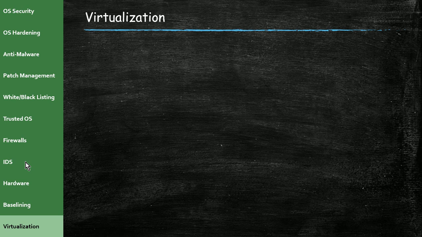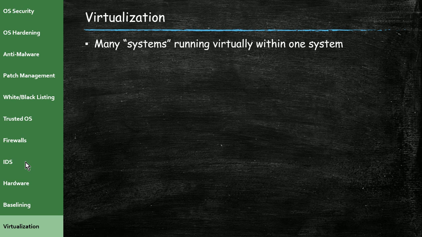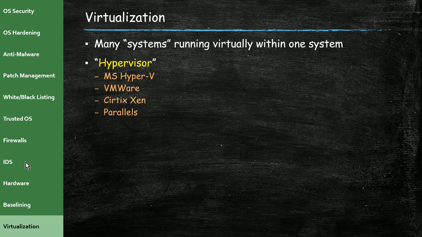And speaking of deployments, one thing that's made managing data centers and IT security much easier is virtualization. Certainly, virtualization brings some new challenges, but it also can make things significantly easier in some respects. So many systems can be running virtually within a single system. And the software that allows that to happen is called a hypervisor. Some common hypervisors are Microsoft Hyper-V, VMware, which is probably the most popular, Citrix Xen, Parallels, which runs on a Mac, and Oracle VirtualBox, which is a kind of free alternative to a lot of these, and even things like OpenStack. There's other virtualization platforms out there.